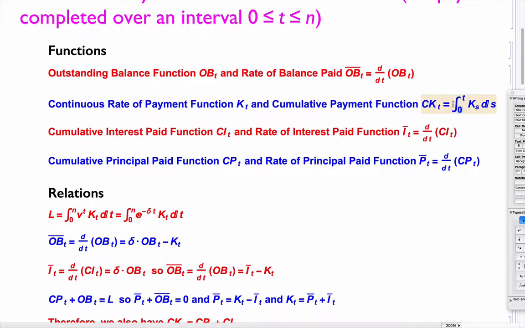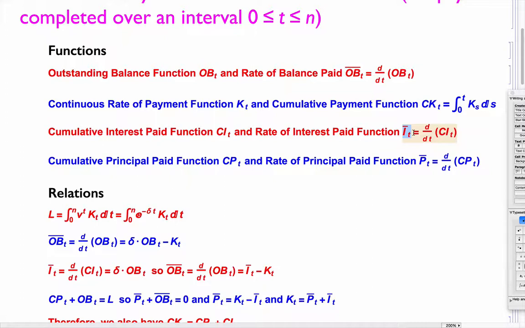And yeah, it's an antiderivative of the rate of payment. That'll be a function of interest to us. You've got the cumulative interest paid function, CIT, keeping track of the total interest that you've paid from time 0 to time t. It could be thought of as an integral as well, but I'm going to initially just say it's the cumulative interest paid function. Its derivative is what you would then call the rate of interest paid function, I bar t.